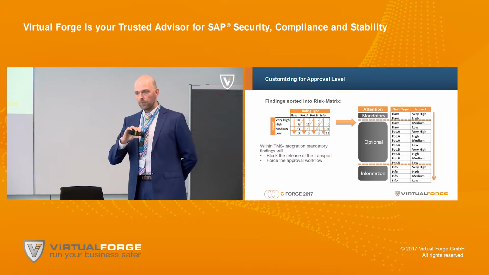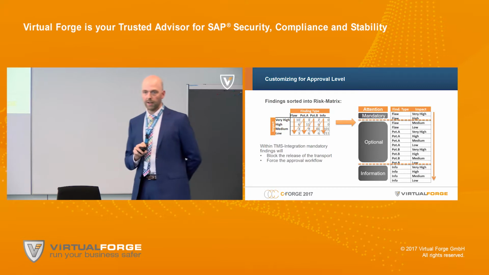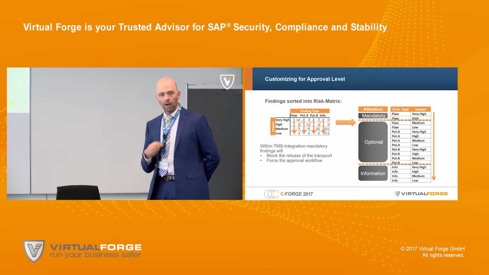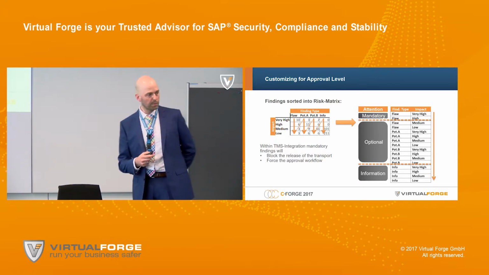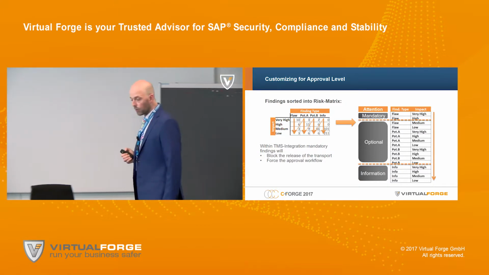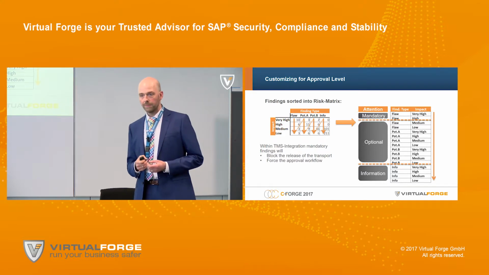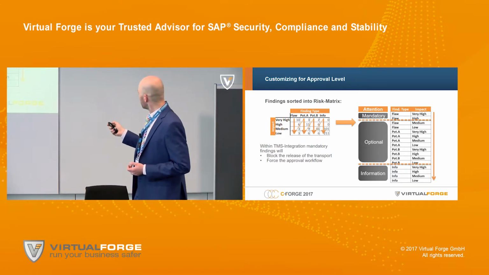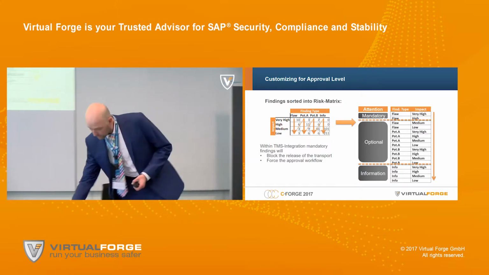Now, these lines, especially the first dotted line, are important because that's the relevant one for the TMS integration. As soon as we have a finding which is rated as mandatory, our TMS integration will block the transport and say, either you go back and fix it, or you need to go through the approval process. So that's why this approval level is important here. What we can do, and as we are talking about customization today, is we can move these dotted lines. And I'm going to give you an example.